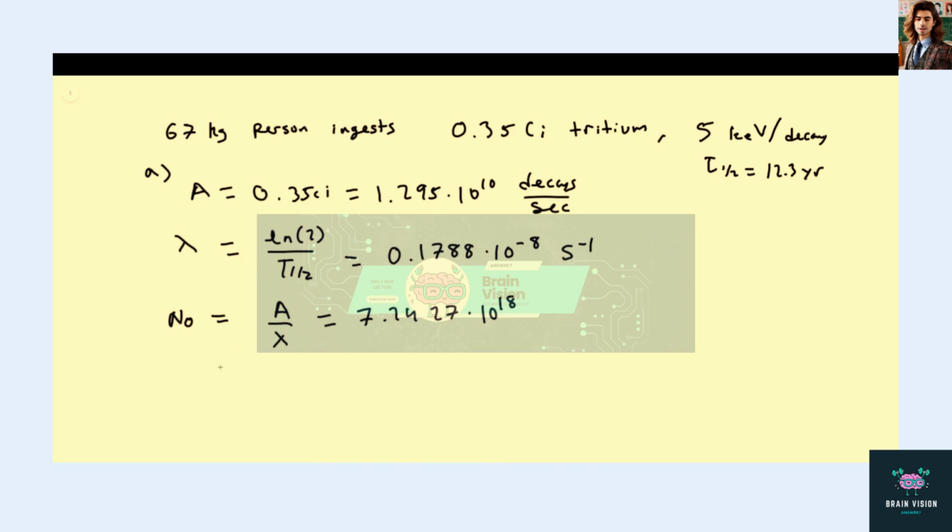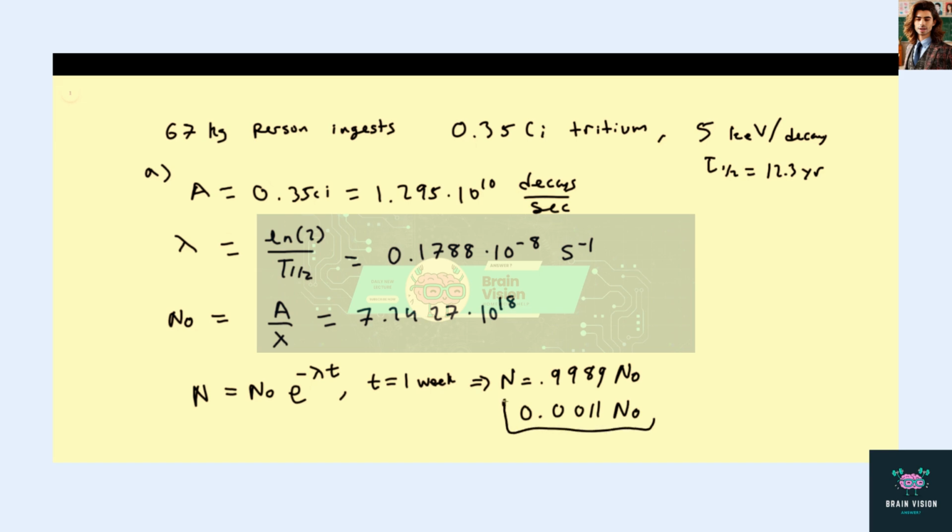So the first thing we want to do now is to calculate how much has decayed after 1 week. We know that the total remaining must be equal to the total that we start with times the exponential of minus the decay constant times the amount of time that has passed. Plugging in t equals 1 week and being careful with our units, we find that N equals 0.9989 N naught, which means equivalently that 0.0011 times N naught of tritium has decayed. So this is the number of decays over the course of 1 week.